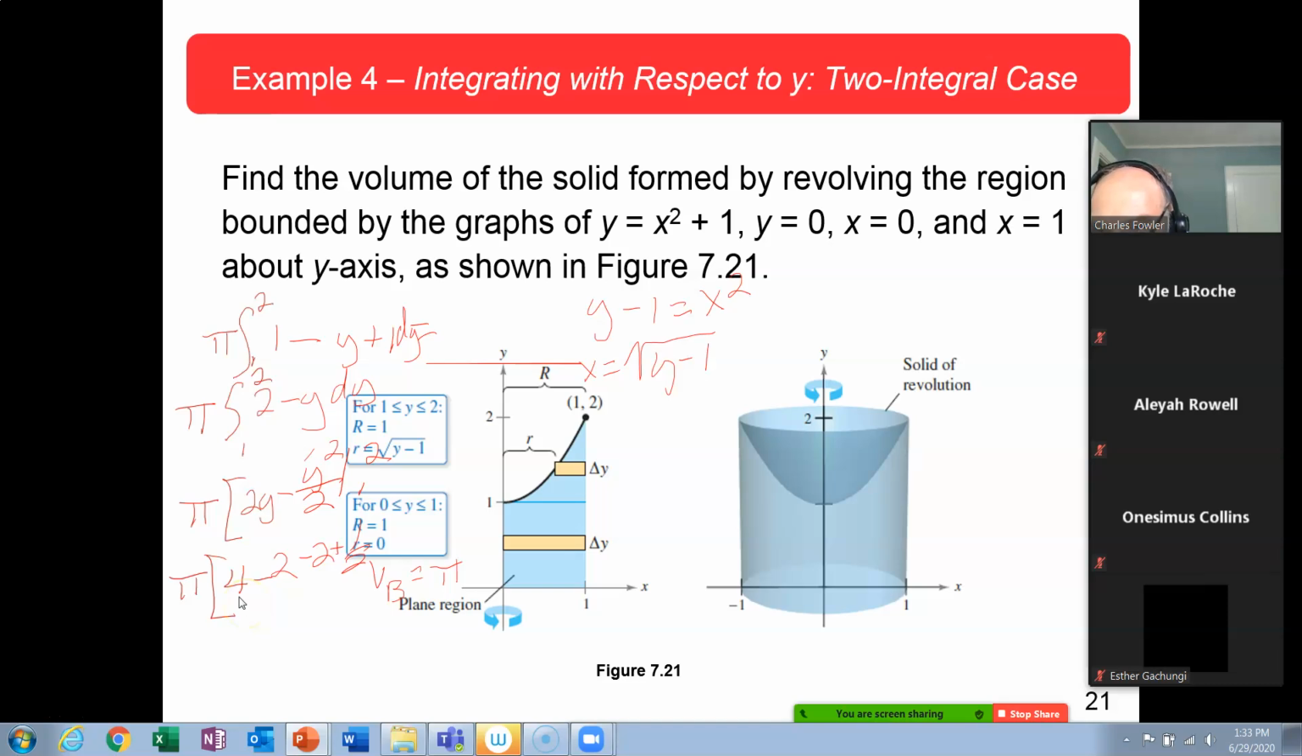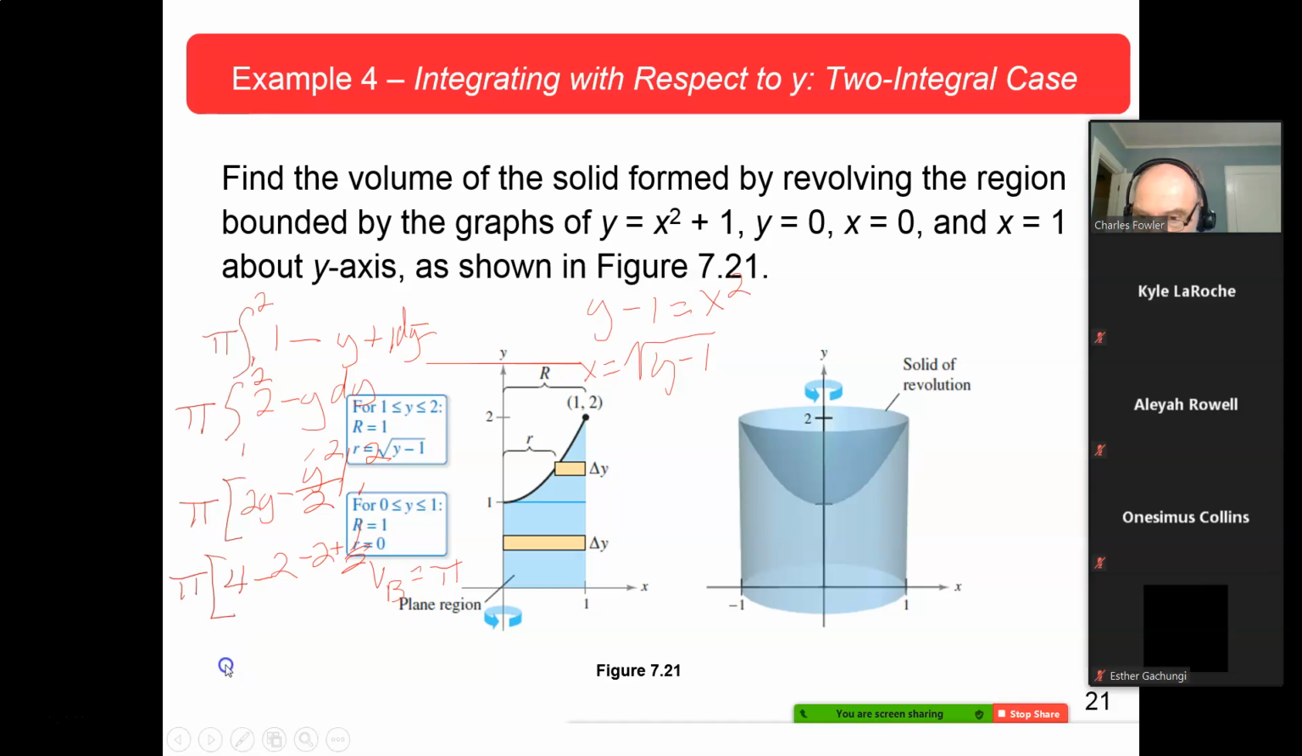It's hard to see. This is 4 minus 2 minus 2. That's minus 4. That adds to 0. So you just get a 1/2 pi. So this part down here, whoops.